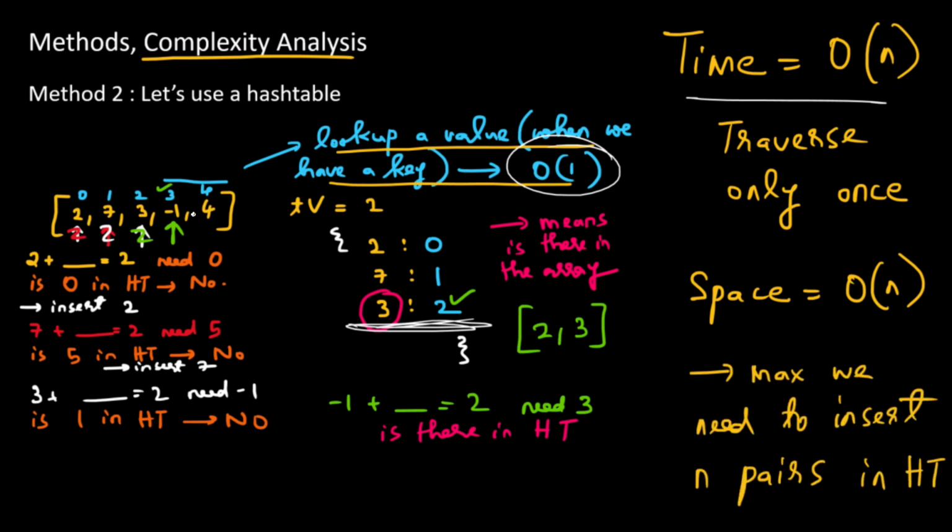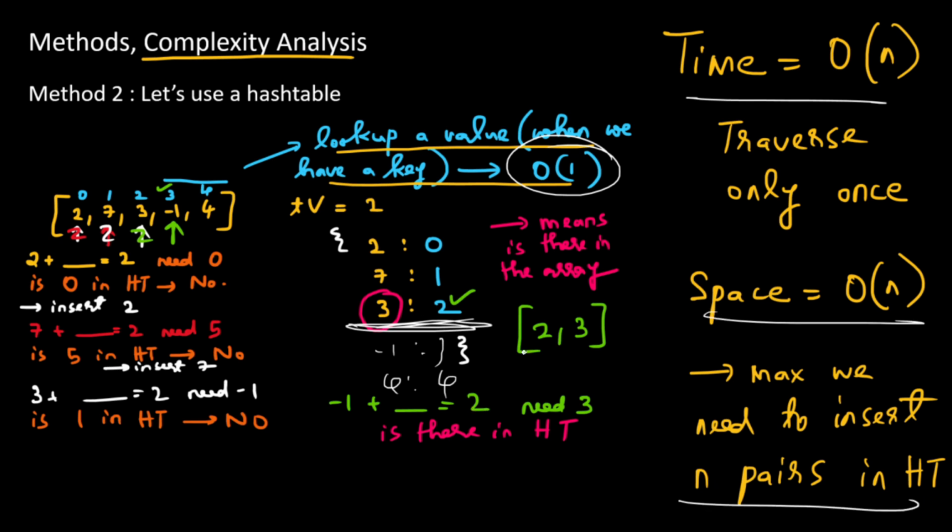Let's say we have these 5 elements. So in the worst case, our hash table will have 5 pairs, right? 2 0, 7 1, 3 2, -1 3 and 4 4, right? So that's the worst case scenario, and this is n elements. So if there are n elements in the input array, the hash table will have at the most n pairs.